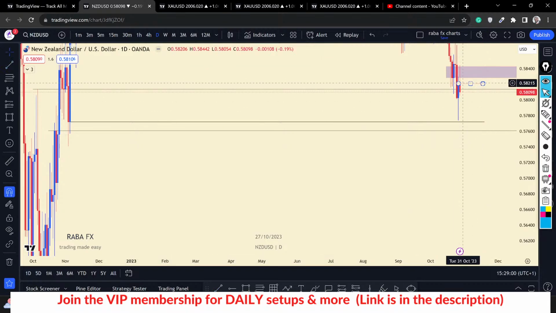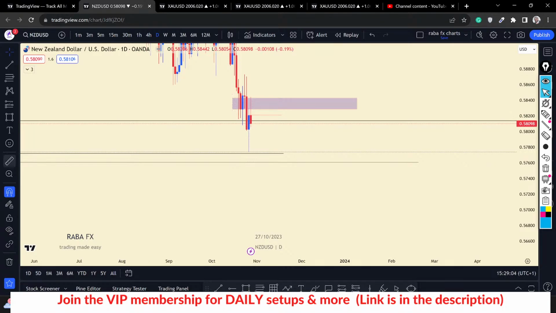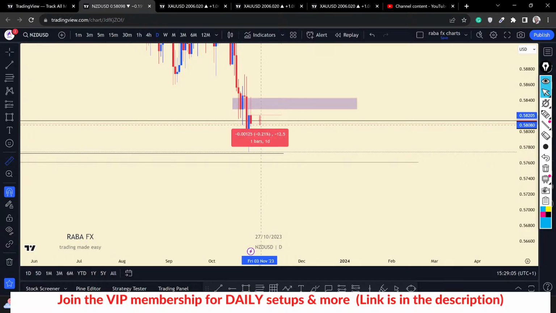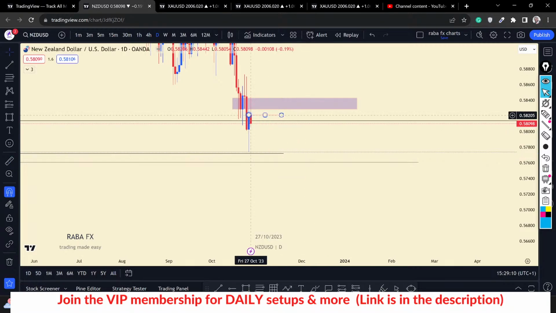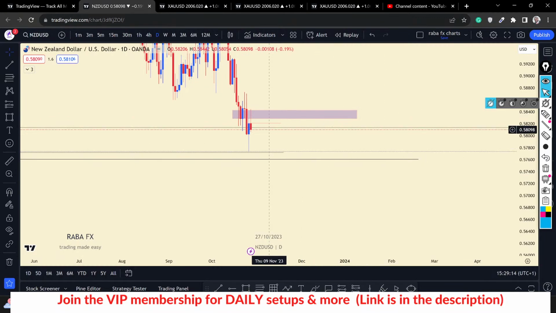Not here. So if you are selling in here, you have how many pips to that point? These are simple ways you can just look for price. Okay, 40, 50 pips depending on the pair you are trading. So this is the movement here. We are bearish on this pair.